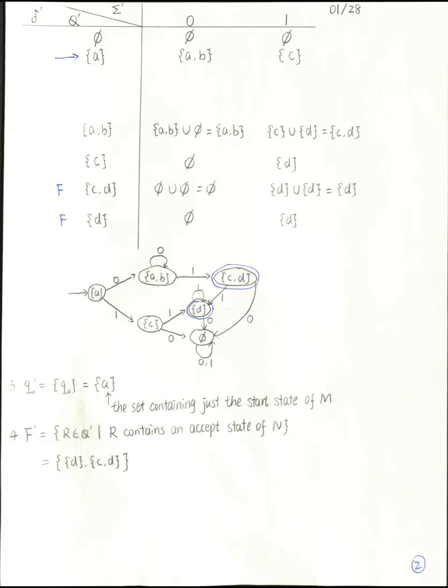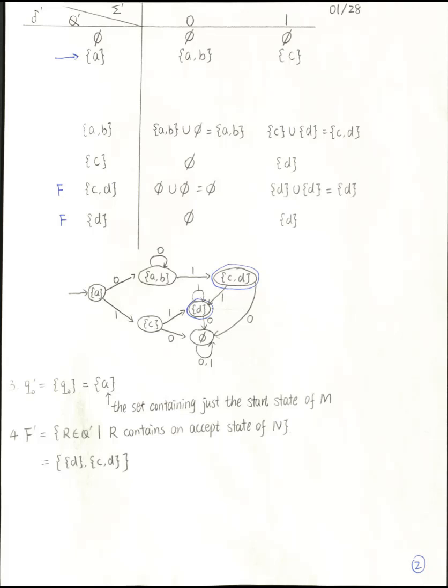Now I have two states, AB and CD, and I need to check if they are new states. If they are, then I put them into the left column because I need to compute the transitions for them. So only this CD is a new state. So I will put that CD into the left column.